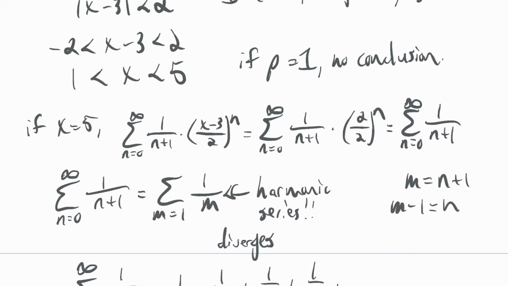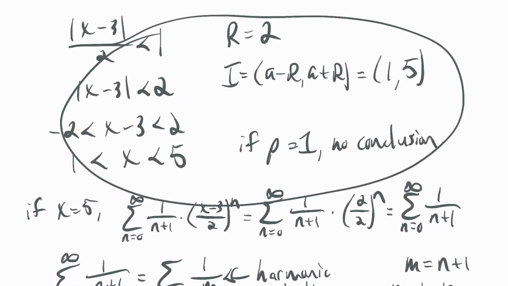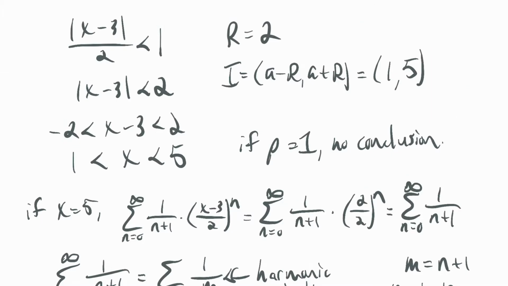So when you do this up here, you're checking for the 1 and the 5, but you're checking for the interval, but you have to test the endpoints separately. Basically, what you're doing is you're finding the interior of the interval, and then you check the endpoints afterward. Okay, so that's basically it.